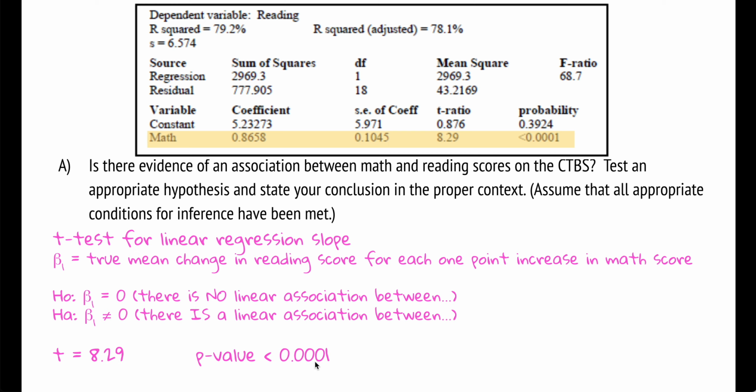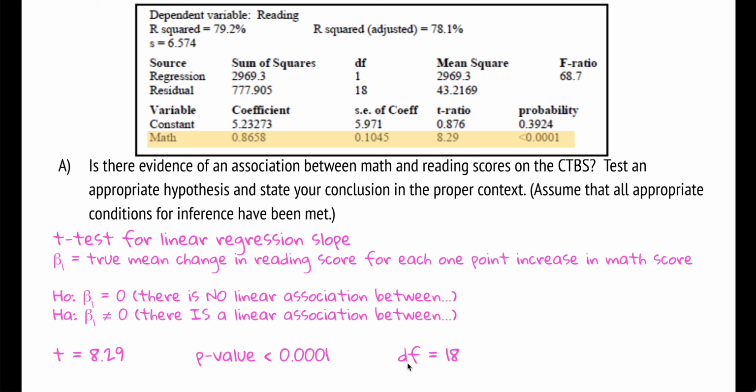When you are writing this out on a free response question, it's okay to not put the formula as long as you write the name of the test, so t-test for linear regression slope. The formula for this isn't too bad, it's basically just 0.8658 divided by 0.1045, but you don't have to write it as long as you name the test. You should be naming the test anyway, to be honest, and then write your p-value.